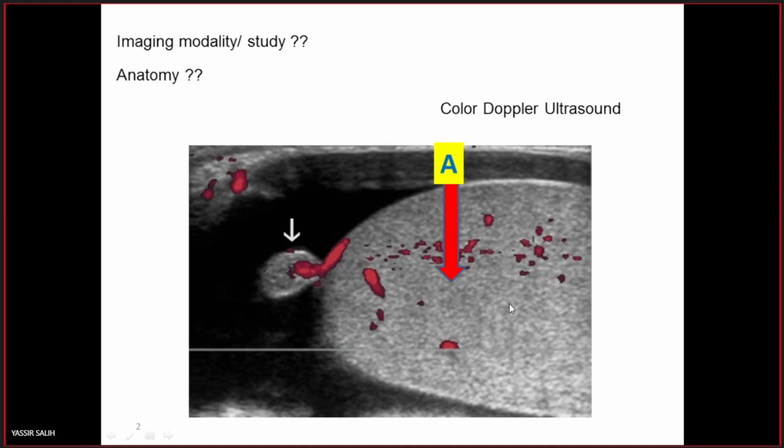The anatomy: this is the testis and this is the epididymis. This is the epididymis and this is the testis.